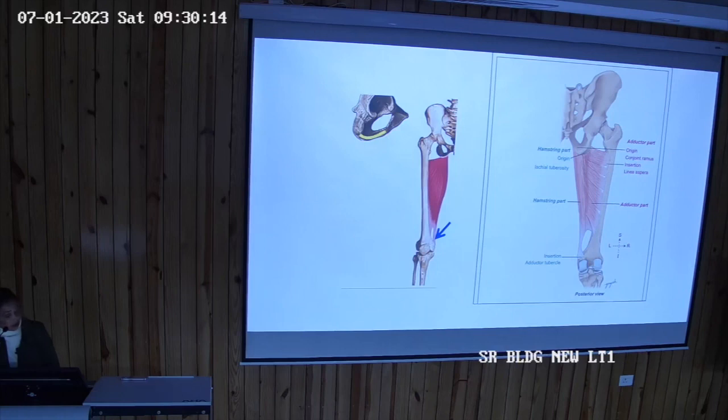The adductor tubercle actually indicates the epiphyseal line, the union of the epiphysis of the lower end with the diaphysis. So the adductor tubercle gives attachment to the ischial part of the adductor magnus. There is an opening over here, which is known as the adductor hiatus. The femoral artery runs in the adductor canal to its apex, then enters through the adductor hiatus, and in the back of the thigh it continues as the popliteal artery. So this opening is the adductor hiatus.